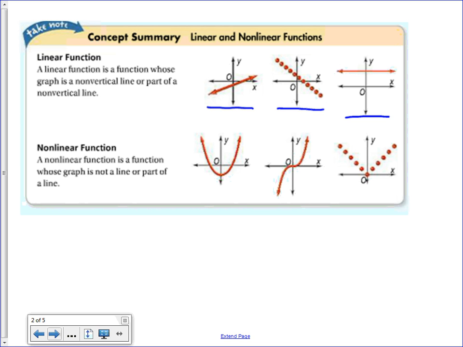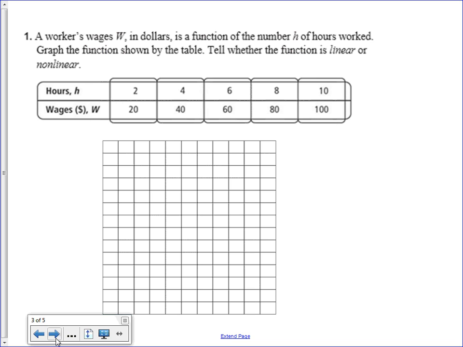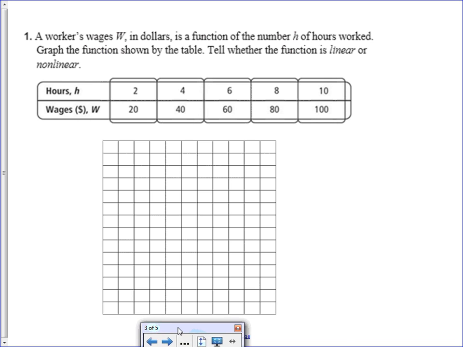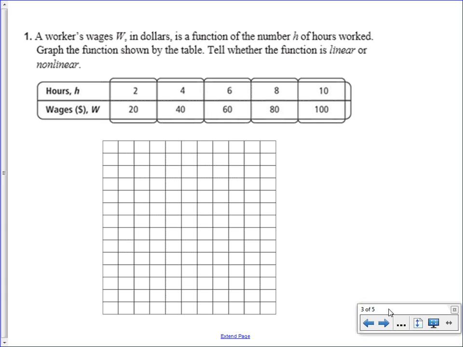A nonlinear function is a function whose graph is not a line or not part of a line. So for instance, here we've got something that we call a parabola. This is a graph from a different type of function, and then this is a graph that more than likely came from an absolute value function. So how do we determine whether they are linear or nonlinear? The easiest way that we're going to look at today is just by looking at a graph.